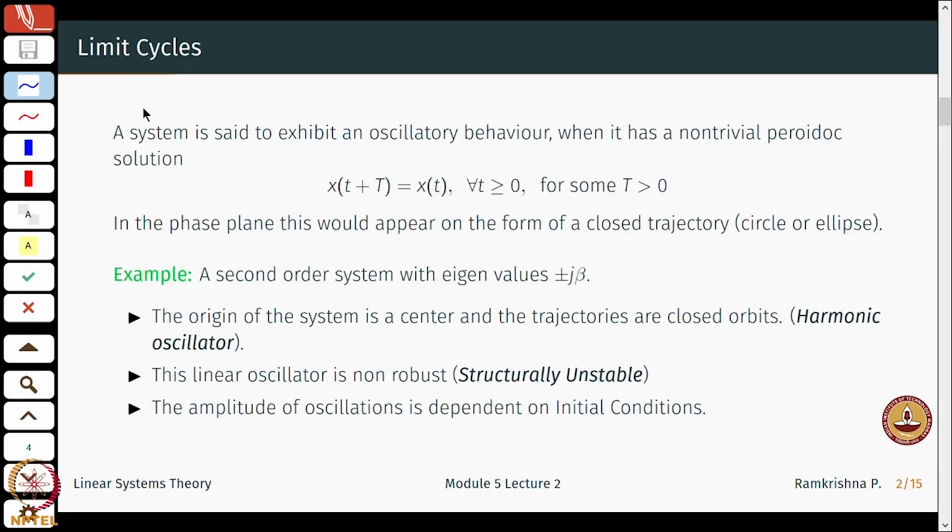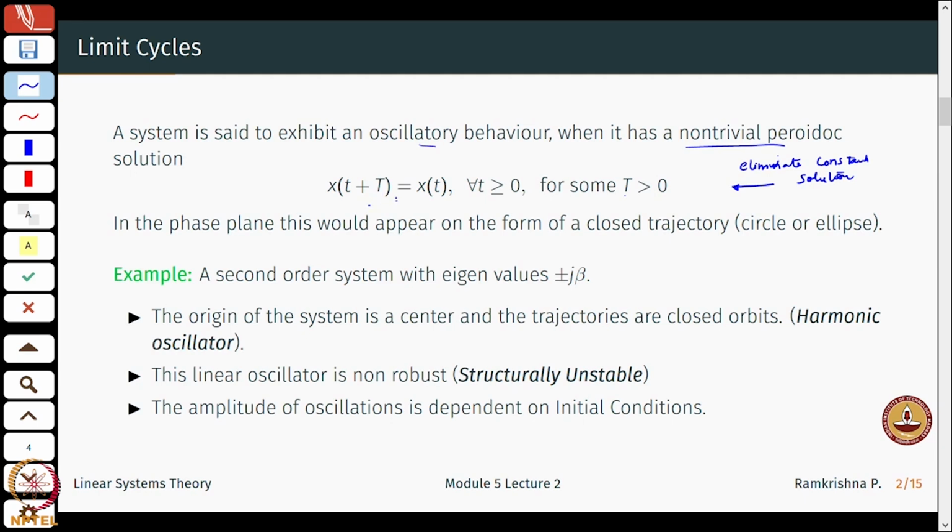First, let us define the concept of an oscillatory behavior. A system is said to exhibit an oscillatory behavior when it has a non-trivial periodic solution, that is, x of t plus T is x of t for all t greater than 0 and for some capital T greater than 0, which is called the period. I am calling this non-trivial because I would want to eliminate constant solutions. Even though constant solutions also exhibit this behavior, they are just constant for all time, so they would definitely be satisfying this condition.